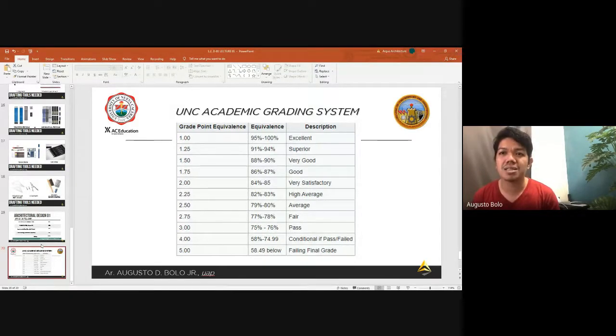Tres is pass, 75. 2.75 is fair, 77 to 78. 79 to 80, that's 2.5. 82 to 83, that's 2.25. 84 to 85, that's dos. And 86 to 87, 1.75. 1.5 is 88 to 89. 1.25, that's 91 to 94. And then the tumataginting na flat one, that is 95 to 100.